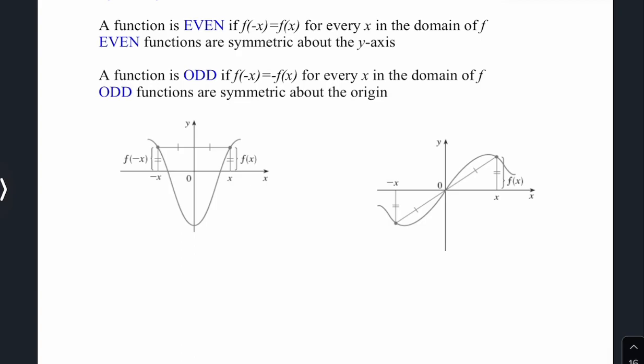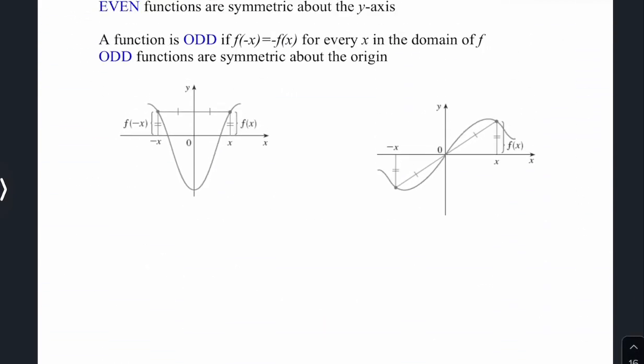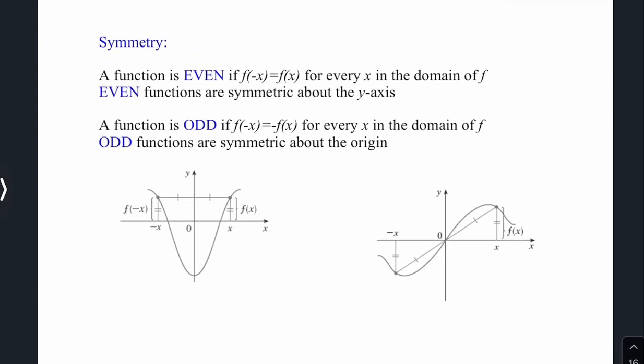Let's talk about symmetry. And I think that's the last topic. Yes. Last topic for this section is symmetry. I've revisited symmetry in chapter 1. We did it last year in pre-calc. So I'm hoping that this does not cause you any issues.